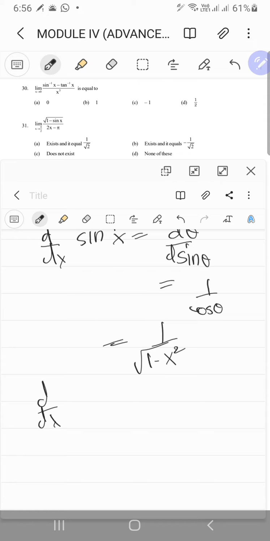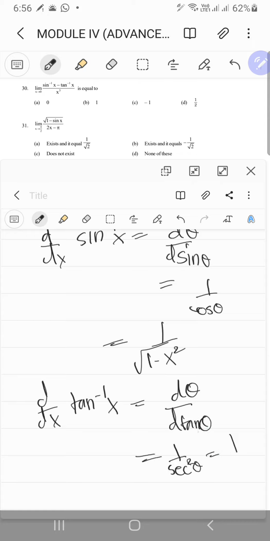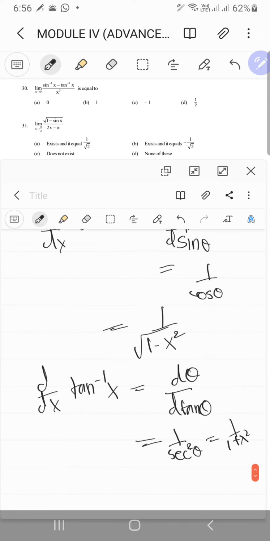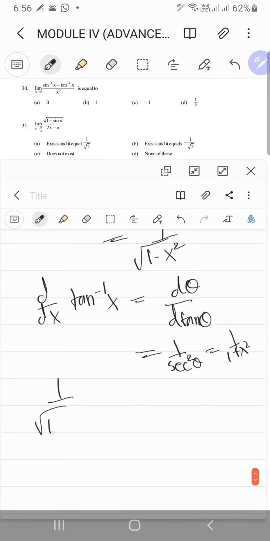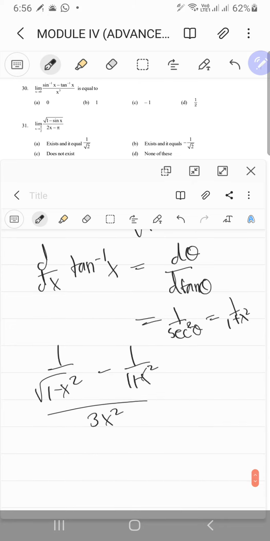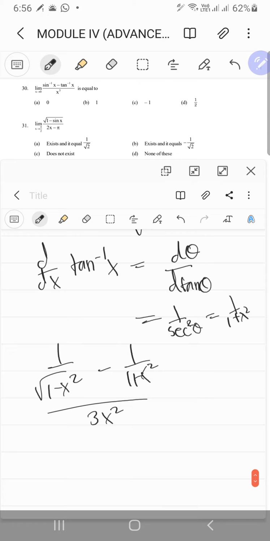And then derivative of tan inverse of x, that is, what's this thing? This should be d theta upon d tan theta, which is 1 upon secant square theta, which is 1 upon 1 plus x squared. Nice. So this is just going to be 1 upon square root of 1 minus x squared minus 1 upon 1 plus x squared, upon 3x squared. Okay, and then what? Once again, it's kind of a 0 by 0 situation, isn't it?